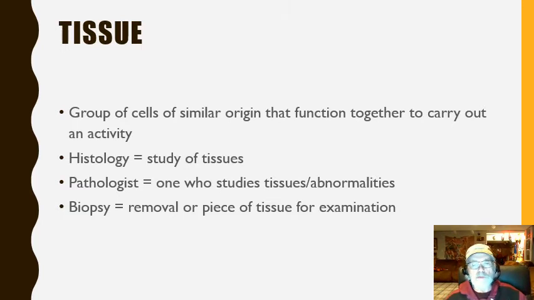A couple of words that are probably worthwhile knowing. Histology. Histology is basically just the study of tissues. Logi means the study of something. Histo means tissue. A pathologist is one who studies tissue diseases or abnormalities. And a biopsy. Bio means life, and opsy means to view. So basically, biopsy means removal of a piece of tissue, and they can look at it under the microscope to see what's there, and see if it's okay, if it's not okay, or whatever the case may be. Maybe somebody you've known has had a biopsy for one reason or another. But those are some very common words that we have in regards to tissues.